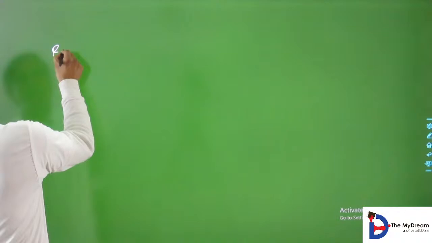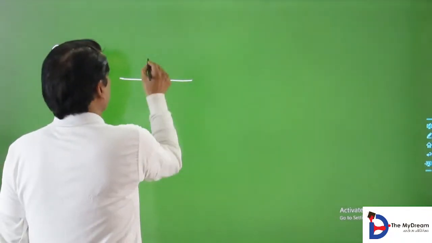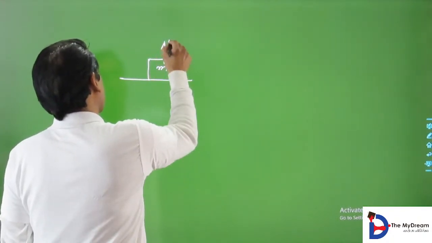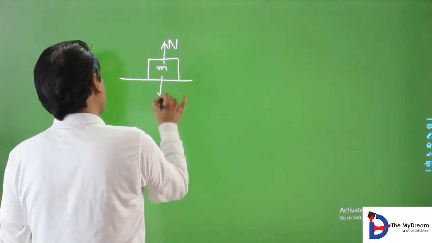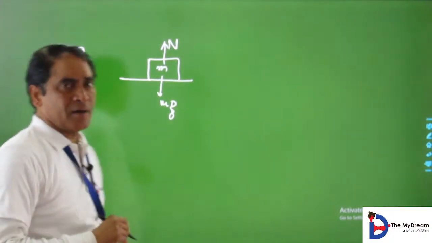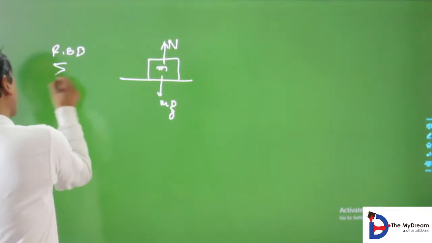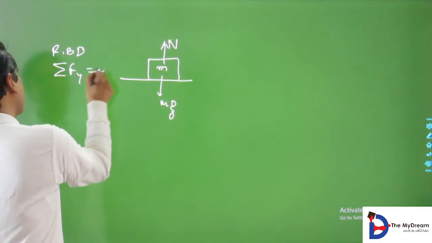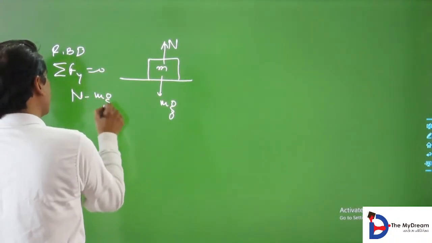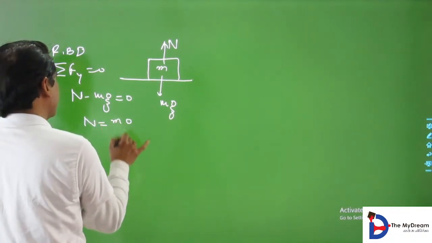Free body diagram. There is a block of mass m. This one is the normal and this is the weight. And there is no vertical displacement. So the net force on the y-axis is 0. That time N minus mg is equal to 0, which can be written like this.